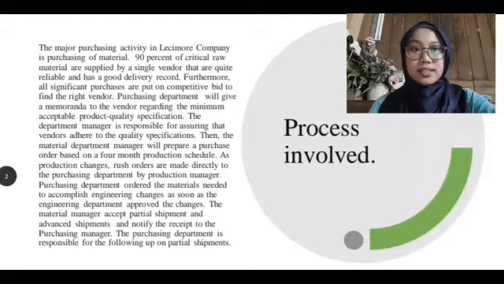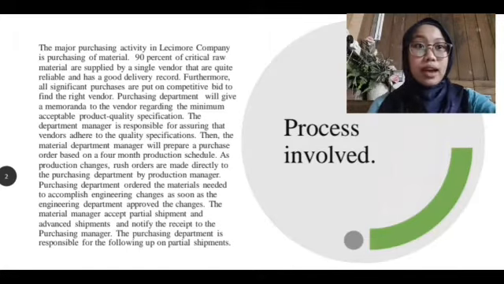Okay, so this is the process involved in the purchase cycle. In the case that we've got, the major purchasing activity in Lacymore Company is purchasing of material. 90% of critical raw material are supplied by a single vendor that is quite reliable and has a good delivery record. Furthermore, all significant purchases are put on a competitive bid to find the right vendor.